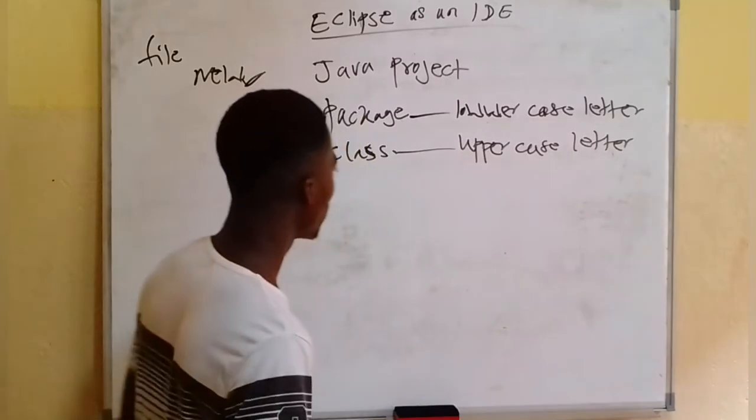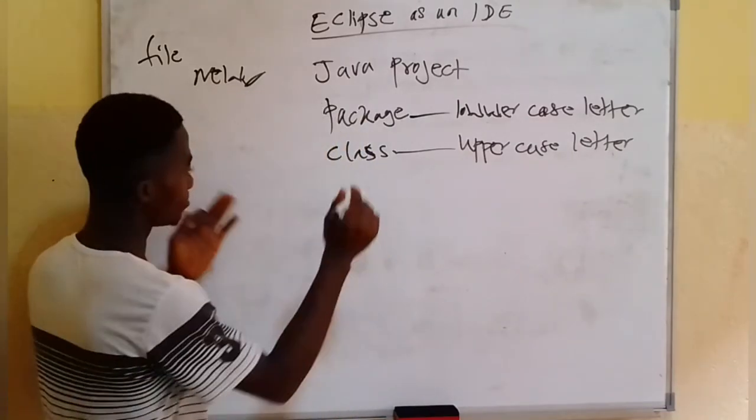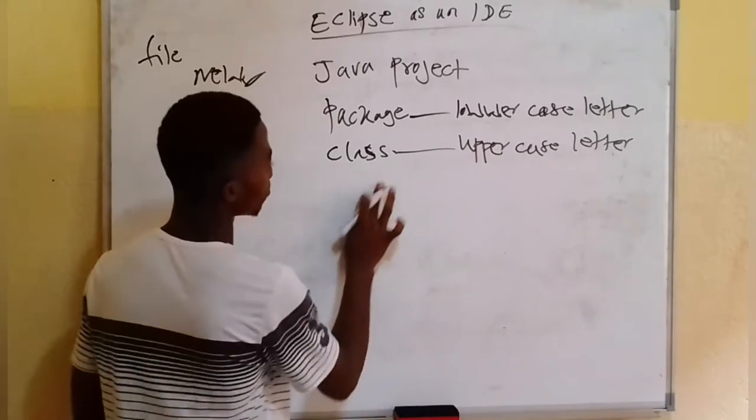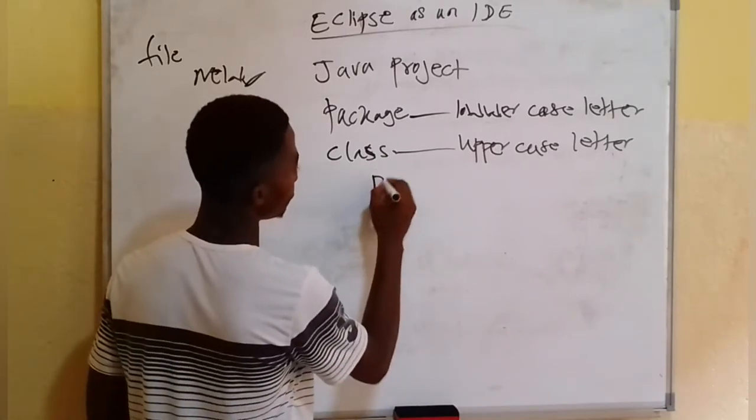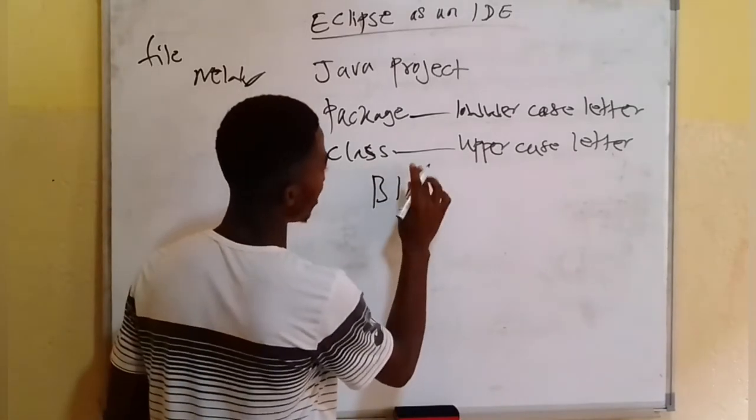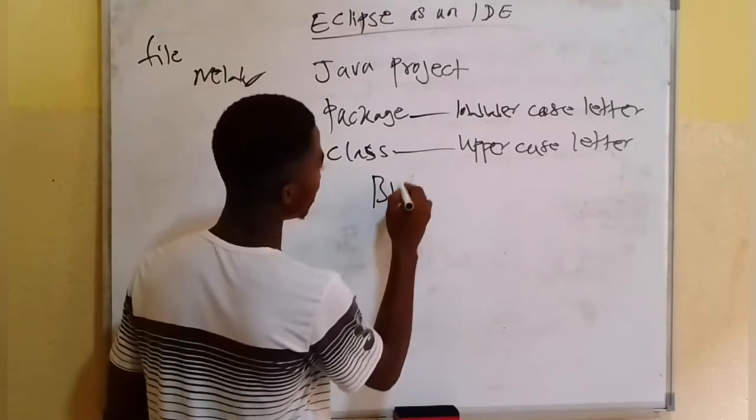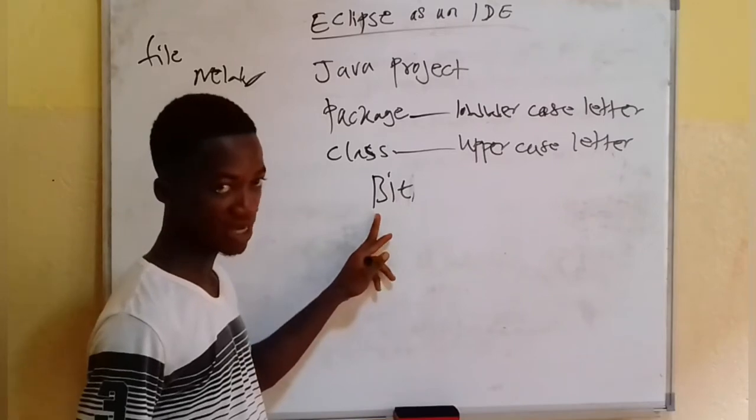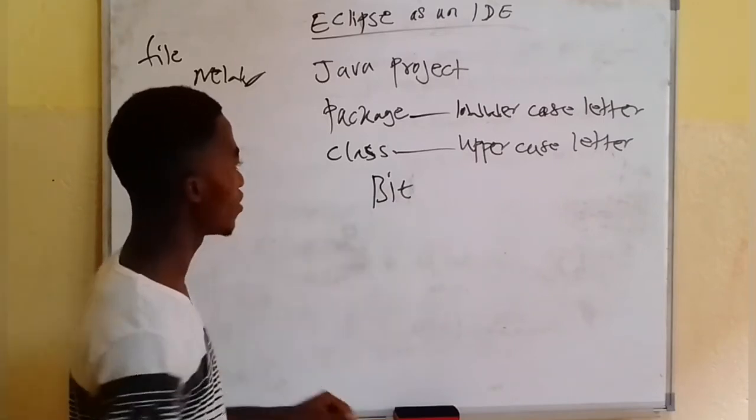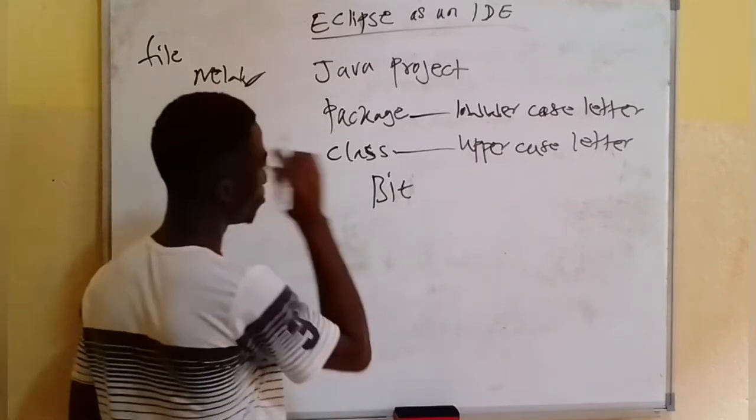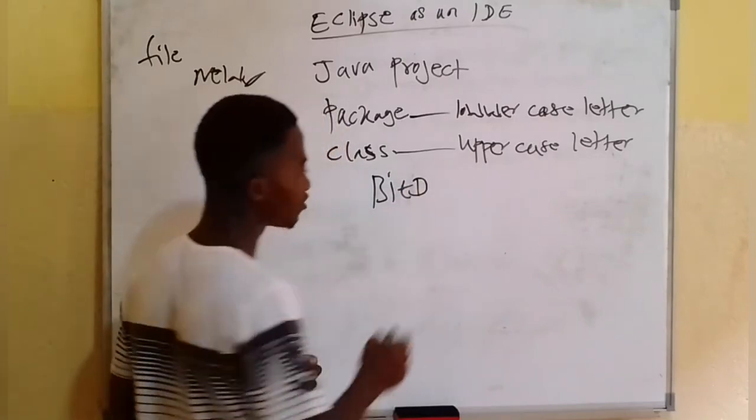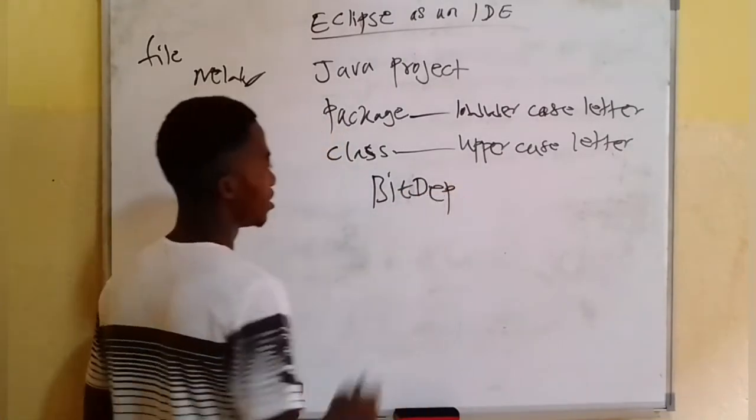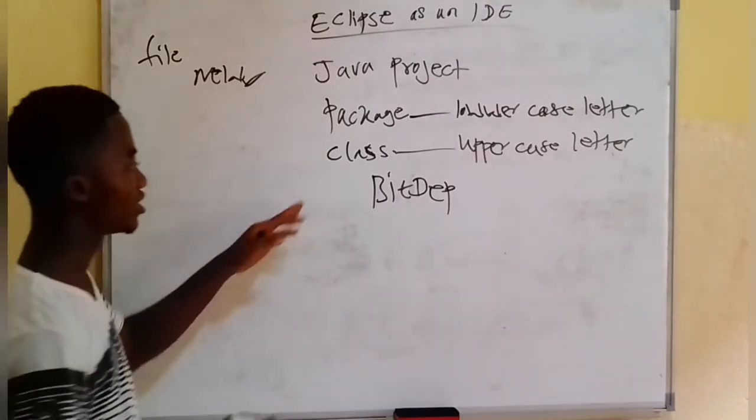For example, let's say this is my class. I'm going to name my class BIT, right? BIT. Okay. So you start with a capital letter, and then if you want to write any other word, for example BIT department, make sure you join them. You don't have to space them. Okay? When you are naming your classes, you don't have to space them.